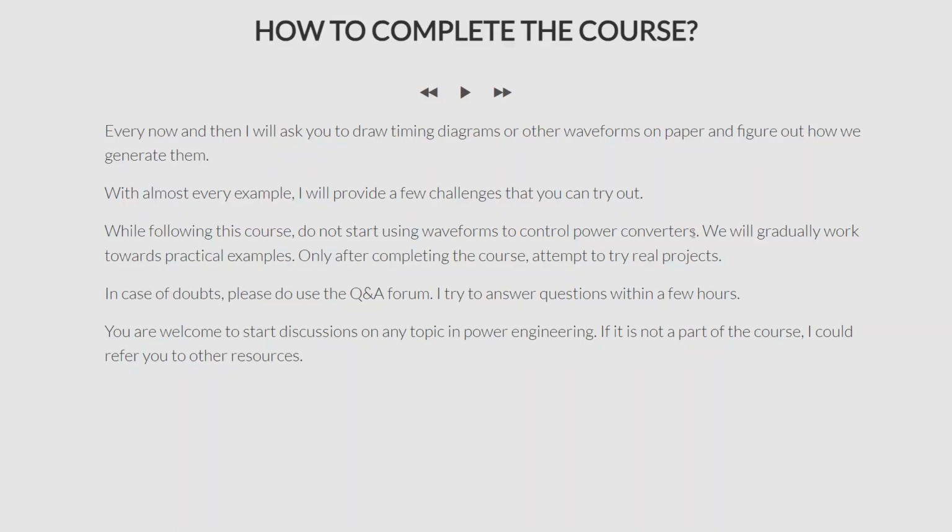And once in a while, I will provide some challenges. For example, I will say, you could also try this out. Please do try it out on your own. As in how we do projects, you can always think of variations. And if you have some other questions, by all means post in the Q&A form.